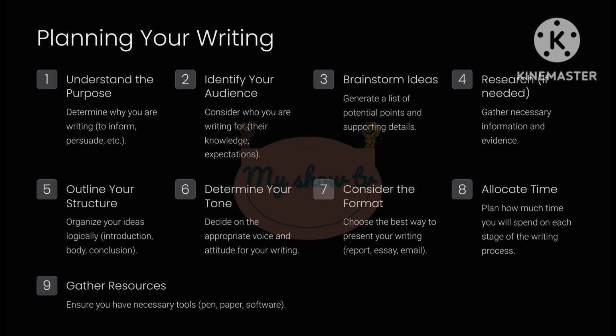4. Research. If needed, depending on your topic and purpose, you might need to gather additional information and evidence through research. This could involve reading articles, books, or websites, conducting interviews, or performing experiments. 5. Outline your structure. A well-organized piece of writing typically follows a logical structure. Create an outline that shows the main sections of your writing, like an introduction, several body paragraphs, and a conclusion, and the key points you will cover in each section. This acts as a blueprint for your drafting.